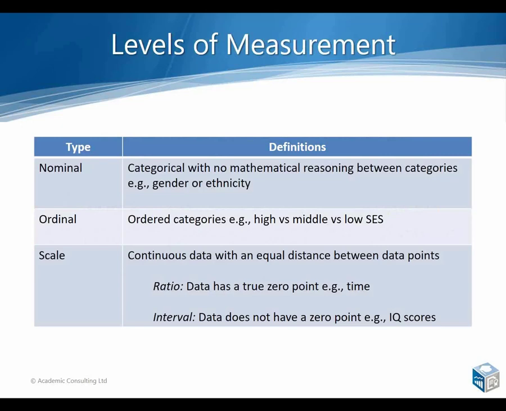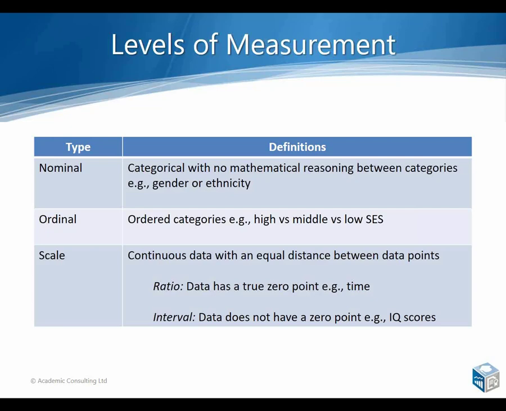So this is really, really important. Your level of measurement essentially determines what kind of statistical test you can run. So let's talk about the difference across these. So nominal is what we call the lowest level of measurement. Nominal variables are categorical, so it's kind of like putting people into boxes. But there's no order or mathematical reasoning to the categories. So gender and ethnicity are examples of a nominal level variable.